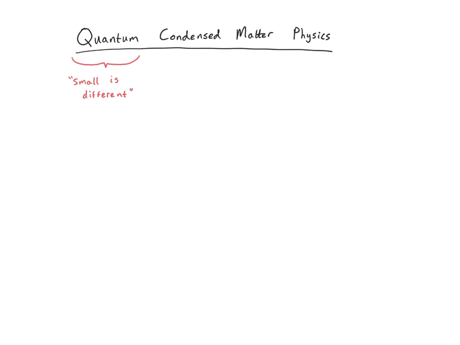Well, we know that small is different. When we get down onto the nanoscale of atoms and electrons and so on, we see that the universe looks very different indeed. We have wave-particle duality, superposition, entanglement, quantum interference, all of these things.